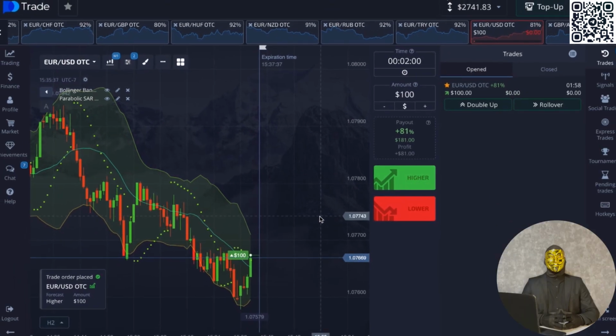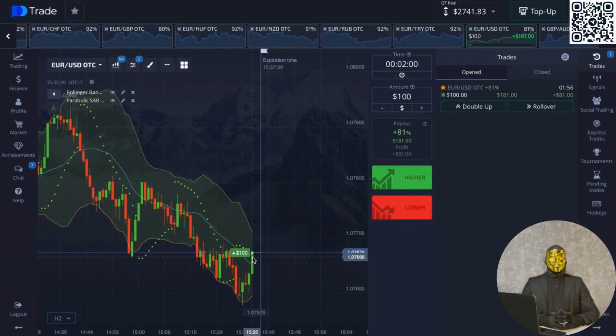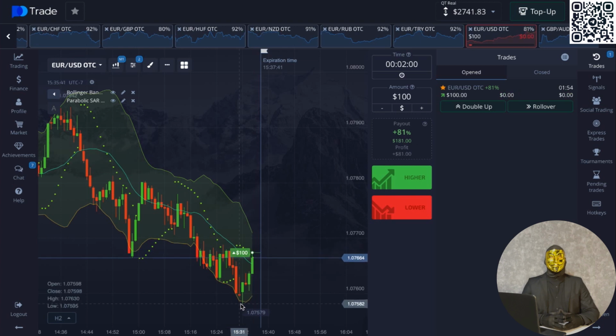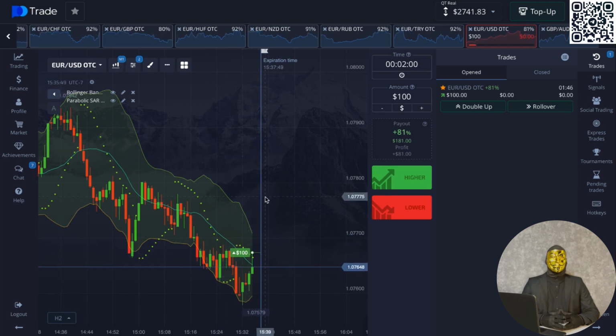So, here I saw a great opportunity to open a position for an increase. We see a good reaction from the lower border of the Bollinger Bands indicator, and we have also crossed the parabolic SAR points, which may indicate the beginning of an uptrend. We are waiting for the completion of this transaction.